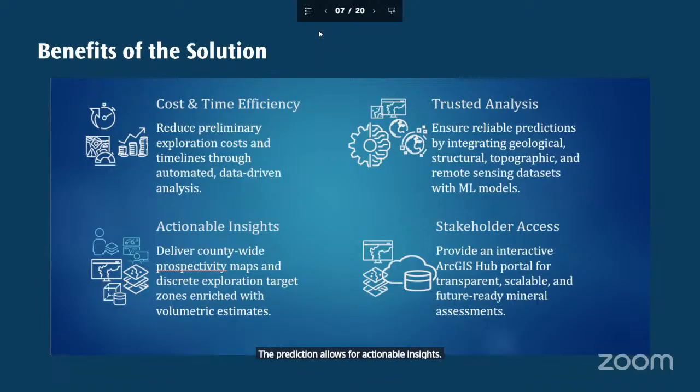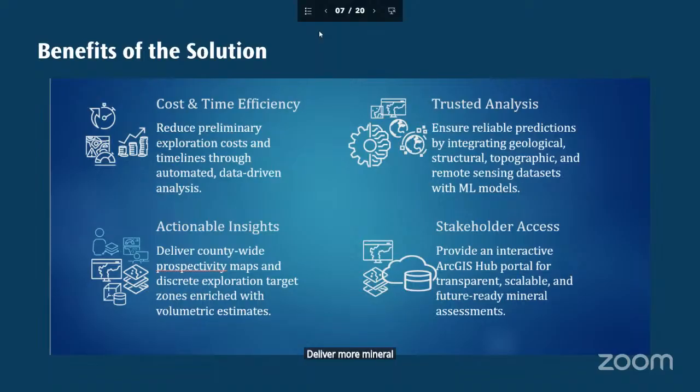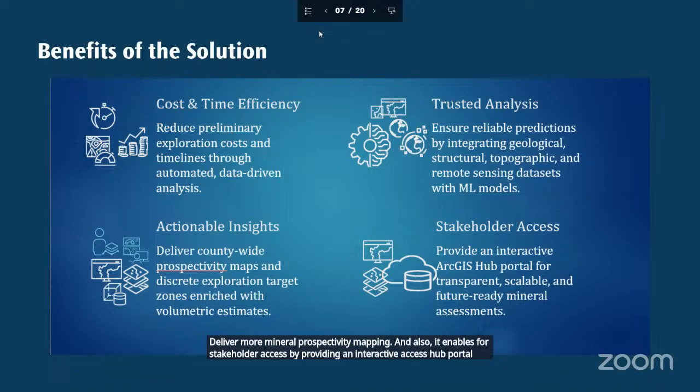It delivers a county-wide prospectivity map, and this can be scaled to areas beyond the county. It can go all the way to Migori County, and it can expand to even a national level portal where you get more mineral prospectivity mapping. And also it enables stakeholder access by providing an interactive ArcGIS Hub portal for transparent, scalable, and future-ready mineral assessments.